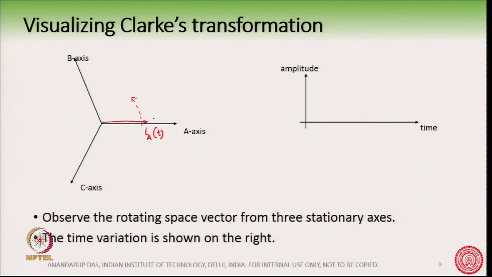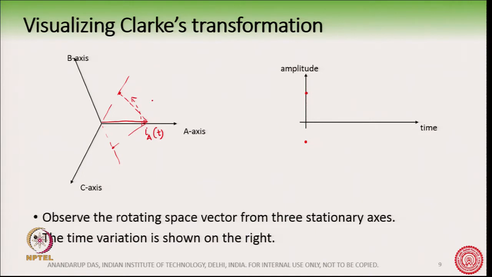At this position of I A t, the maximum projection is on the A axis, and on the B and C axes we can see there is a negative projection, because this is the negative projection and this is the negative projection. For the B and C, I B and I C are the same because of symmetry. So, this is the position.